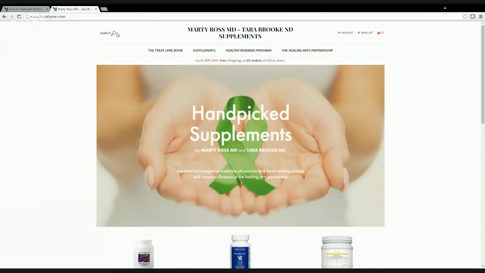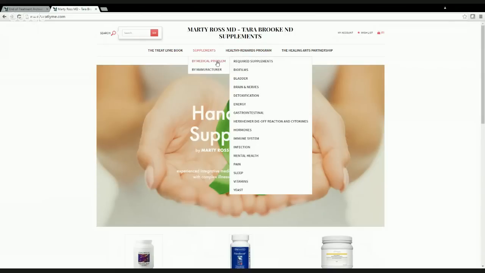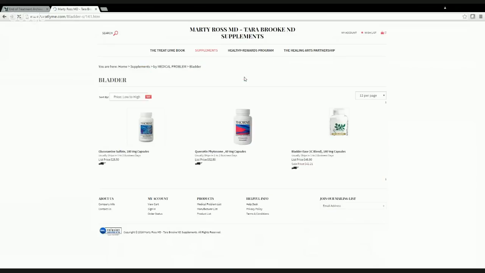So the first thing, I'm actually going to search. There's two ways. You can go up here and search for the name of the supplement you want, all right? So you could write quercetin here and see what we cover. Or the other thing I'm going to do just to be sure is go to the tab that says supplements. I'm going to go to the one that says by medical problem, and go to bladder. All right. So in here, you're going to see glucosamine I was just telling you about, quercetin, and then here's the Bladder Ease product. Okay.